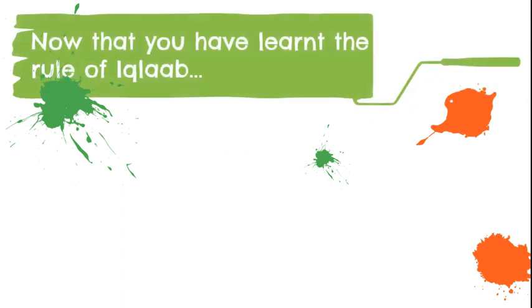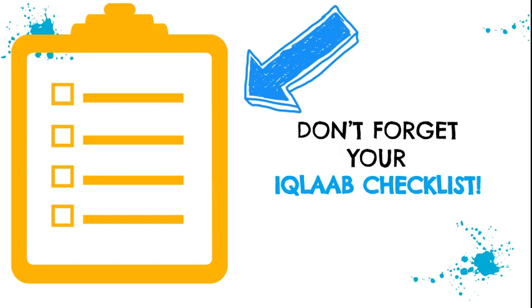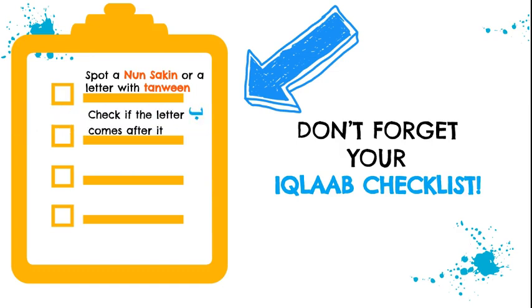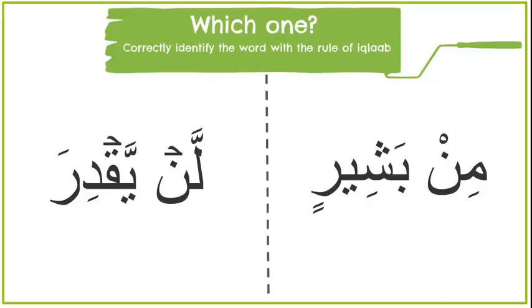Now that you have learnt the rule of Iqlab, it's time for you to get some practice. Don't forget your Iqlab checklist. Remember, number 1 is to spot a Noon Sakin or a letter with Tanween. Number 2, check if the letter Ba comes after it. Number 3, change the Noon Sakin or Tanween sound into a Meem. And finally, apply Ghunna when reading.